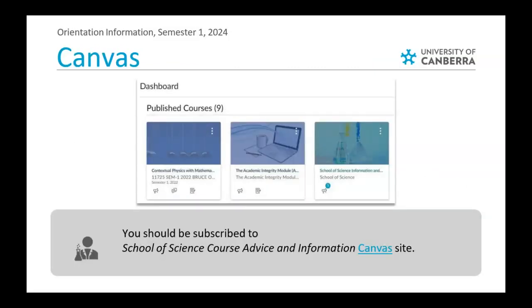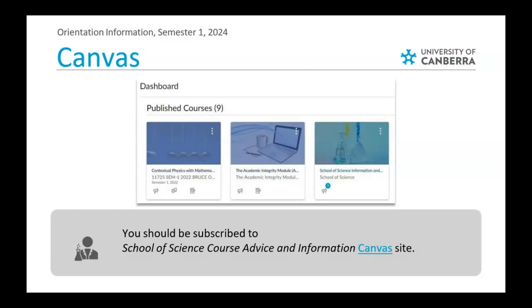I've mentioned Canvas, or what's also called UC Learn, a few times. This is what's called a learning management system, LMS. You might have previously come across this one or something like Blackboard or Moodle. Essentially, this is where everything's done for your units.